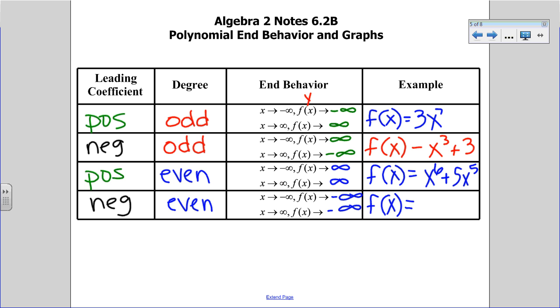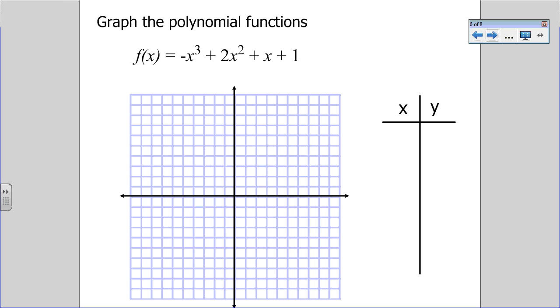And then here I just need to have a negative leading coefficient, so I could have negative x to the 4th, and then I could still have a negative 3x to the 3rd in there. It doesn't matter what comes after it, I'm just focused there. So let's take a look at what your homework's going to look like and some of the things I'm going to expect you to do with this.